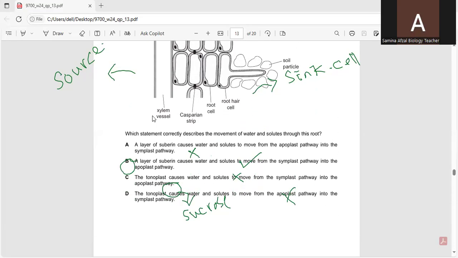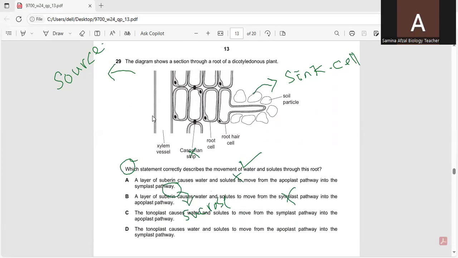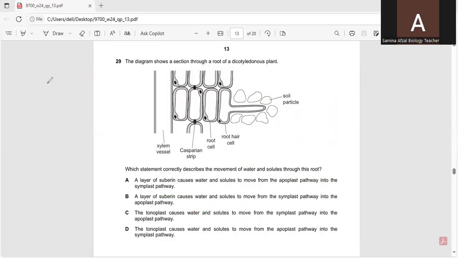Question number 29. The diagram shows a section through the root of a dicotyledonous plant. Which statement correctly describes the movement of water and solutes through this root?